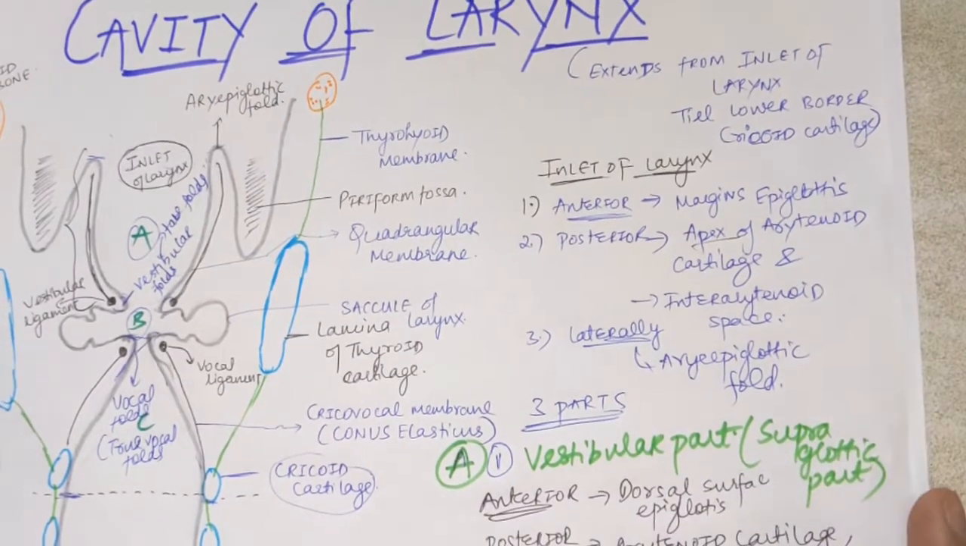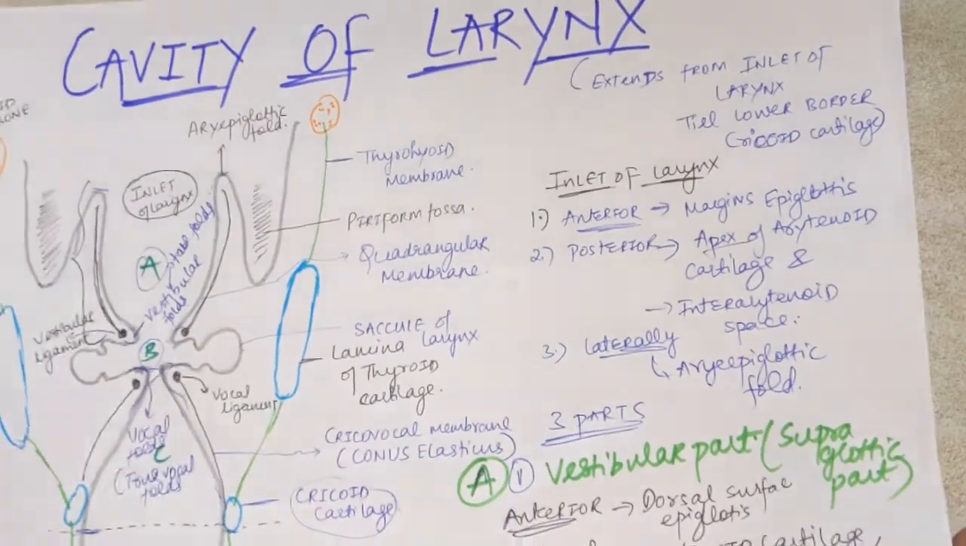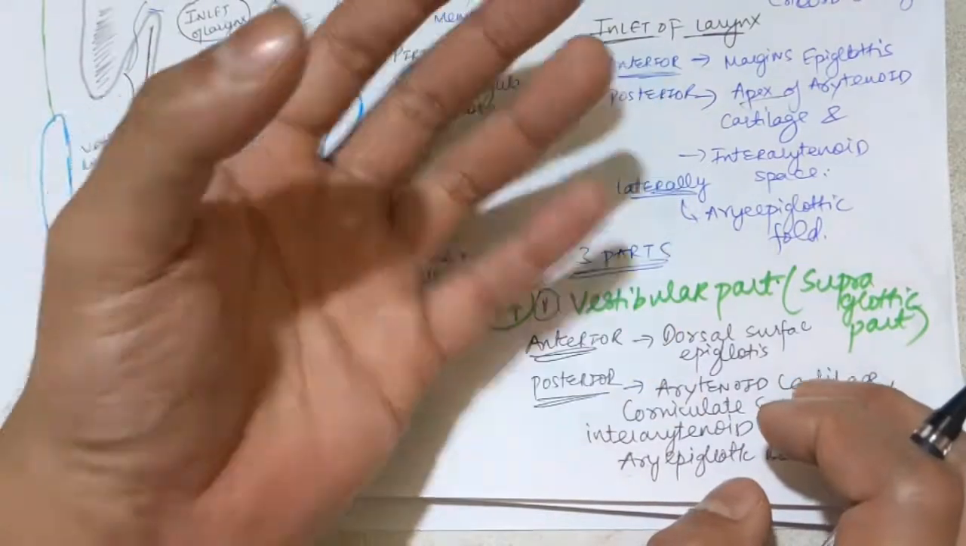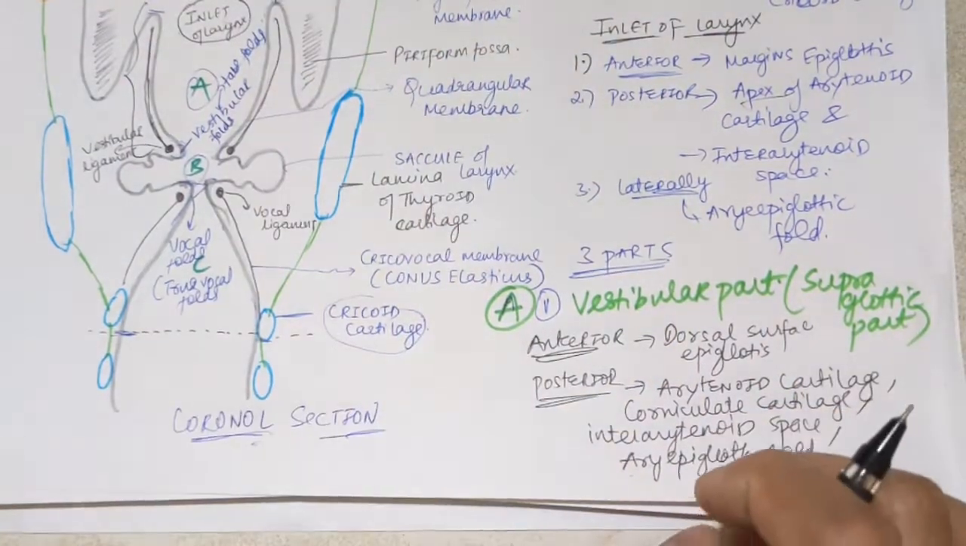This is a fold present between the arytenoid cartilage and your epiglottis. This is a mucous membrane which is present between the arytenoid cartilage and your epiglottis cartilage. So these parts will be present posteriorly.